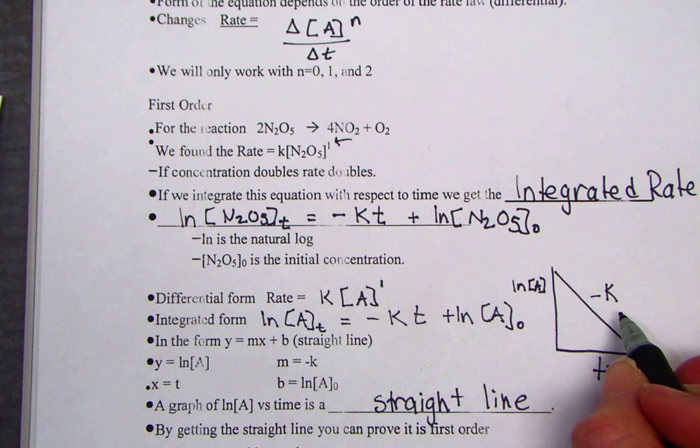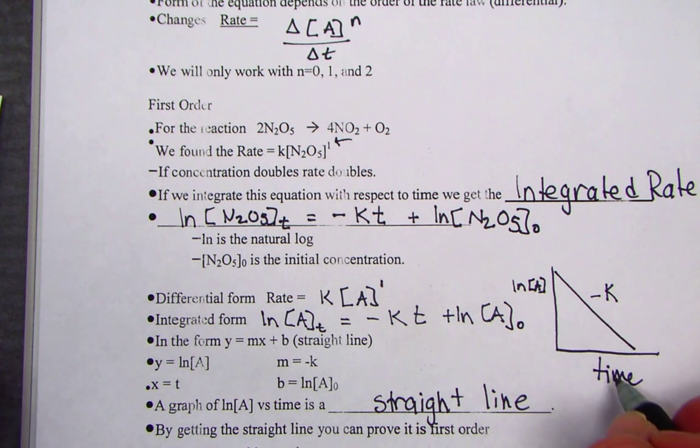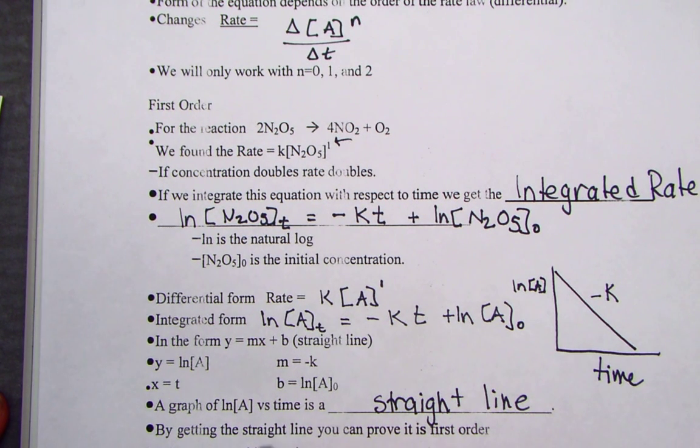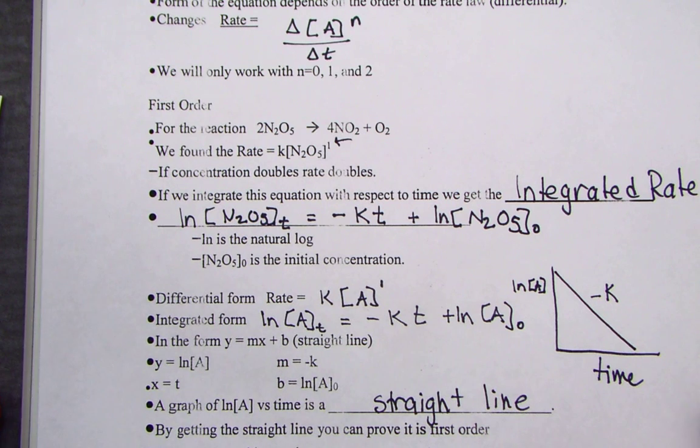K constants are never negative, so the negative slope is flipping that to be positive if we were asked to solve for that. So if we're looking at that straight line, we could prove it's straight order or first order reaction by simply using our calculator to graph natural log of A over a certain amount of time. We could certainly prove to ourselves that we get a negative slope that would fall into a straight line.